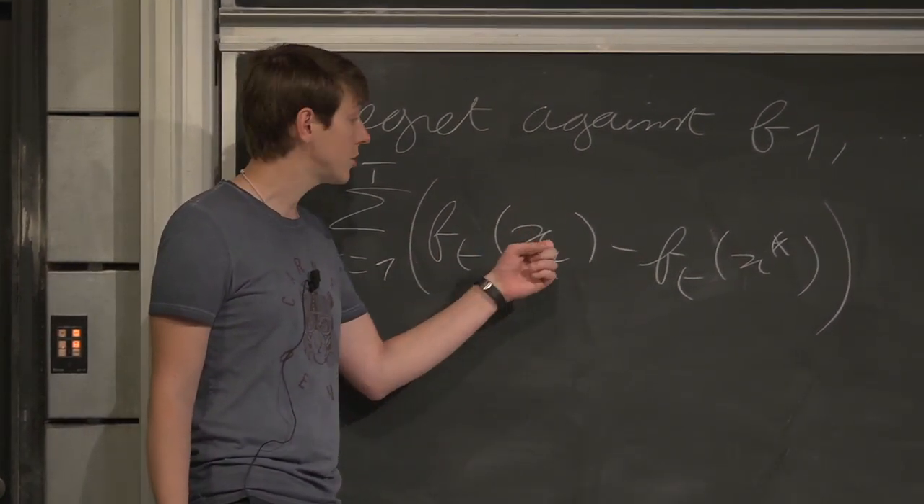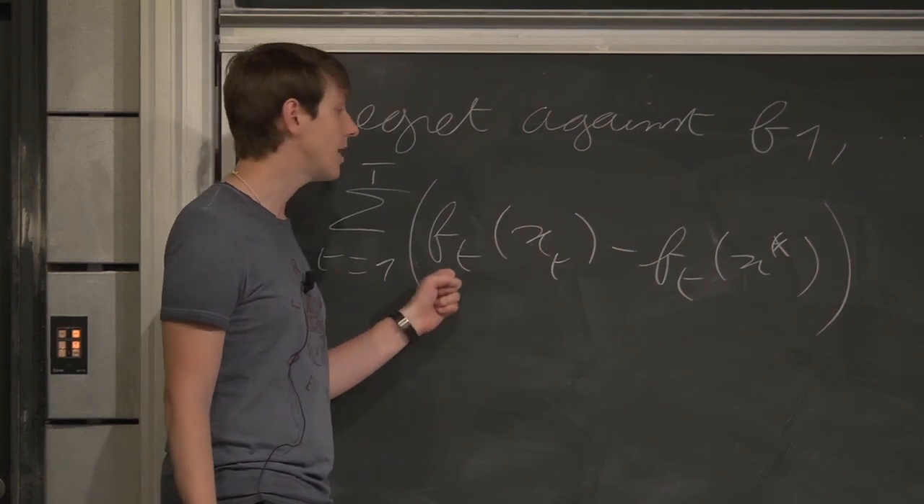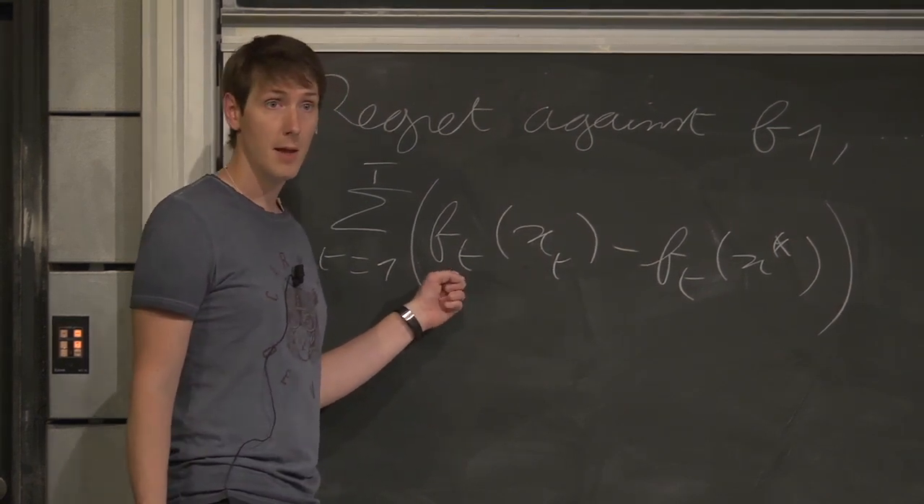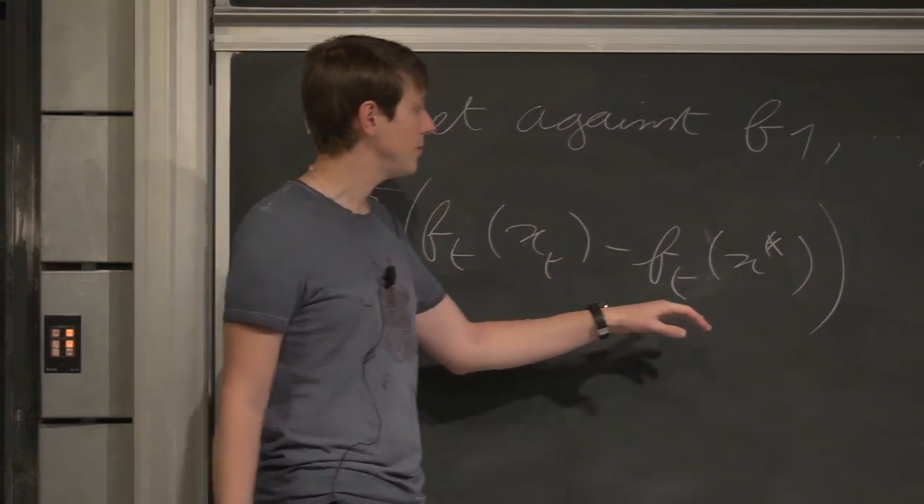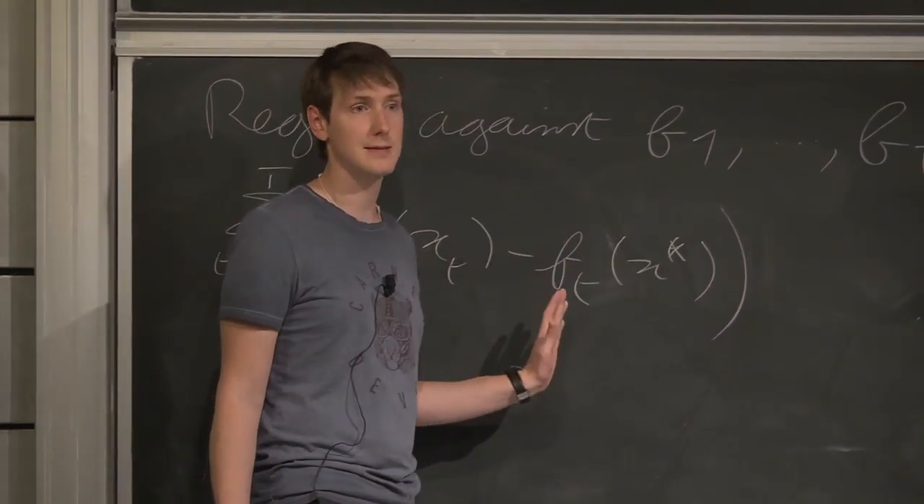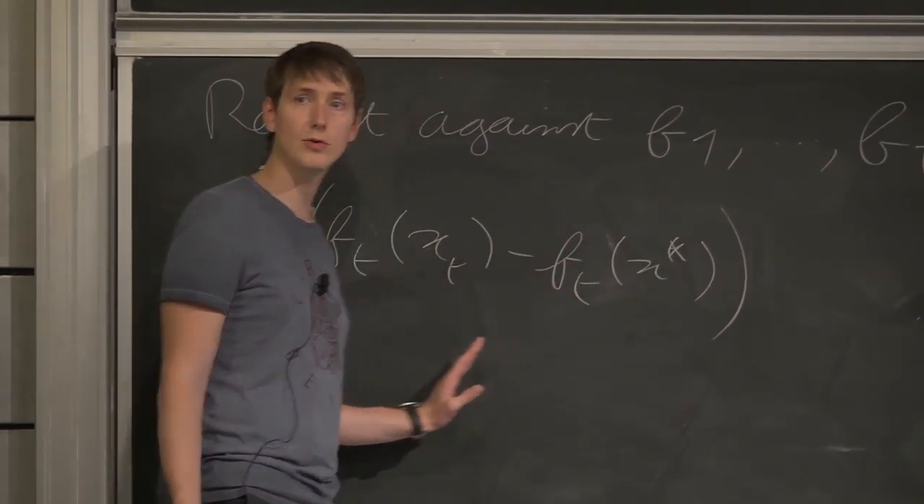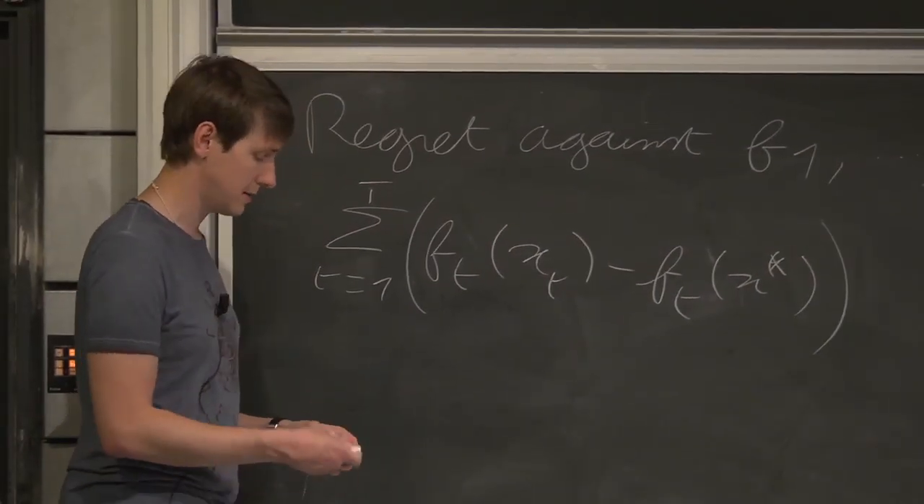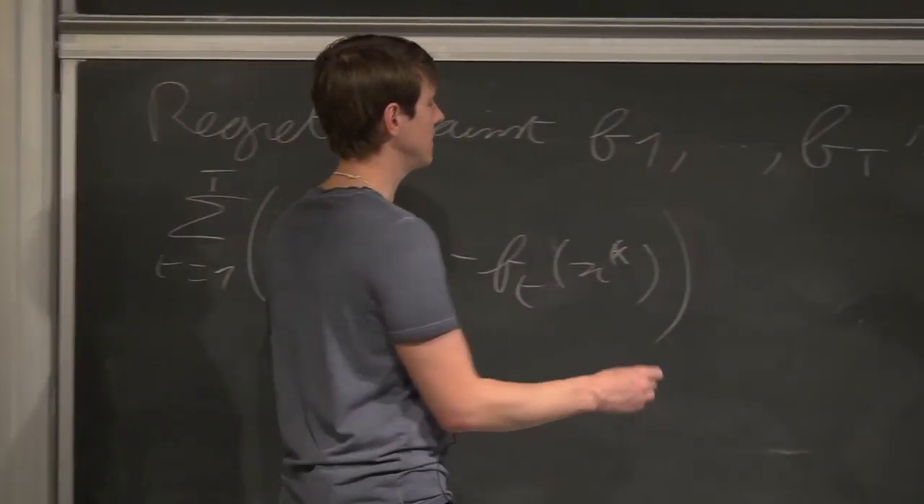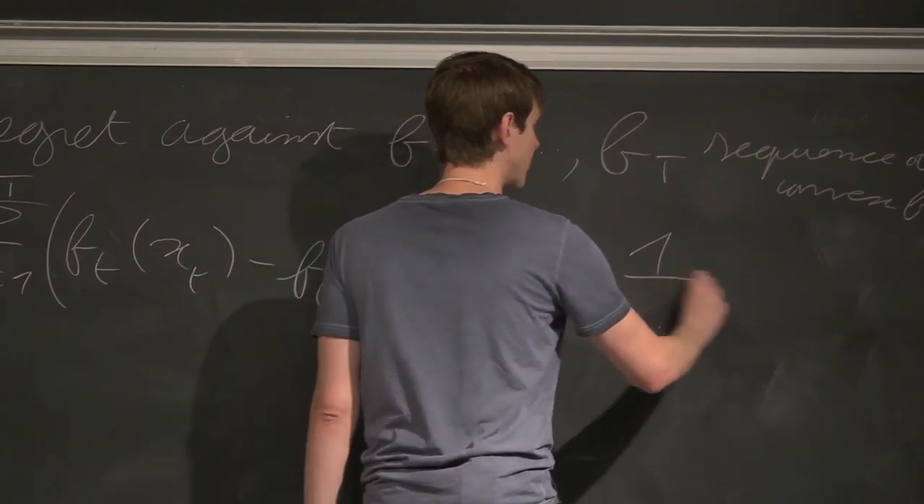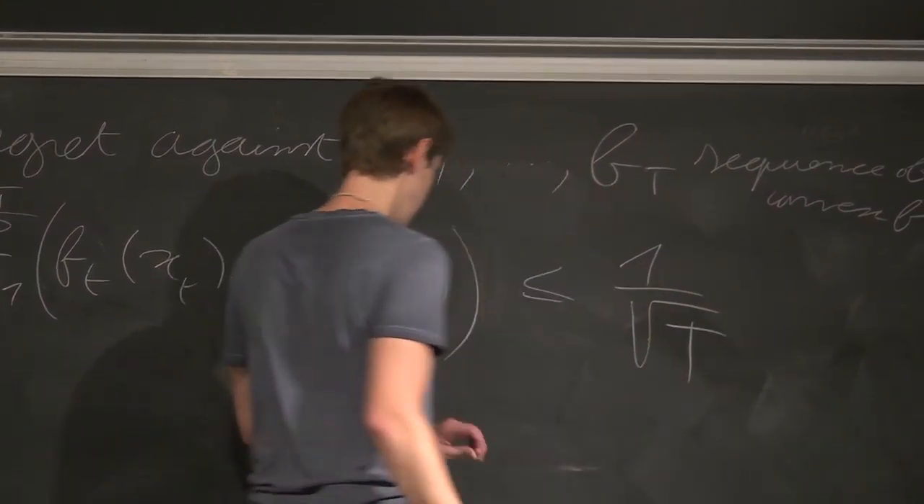You're taking your decision of what to play, xt, without knowing what is going to be ft. But the saving grace is that you compare yourself to a fixed point in hindsight. This is what allows you to have non-trivial guarantees. And what we proved is that you can get a 1 over square root t guarantee.